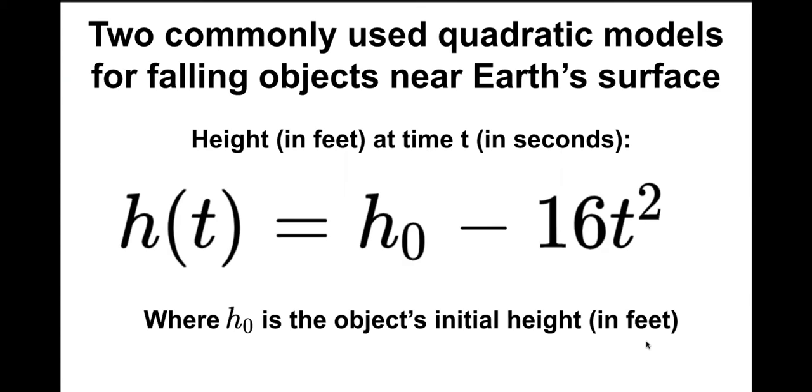h of t equals h sub 0, or initial h, minus 16t squared, where h of t represents our height. Then we represent our h sub 0 by its initial height. And of course, minus 16t squared, which will subtract that rate at which it falls, or basically that distance. So I'll give you guys 10 more seconds.